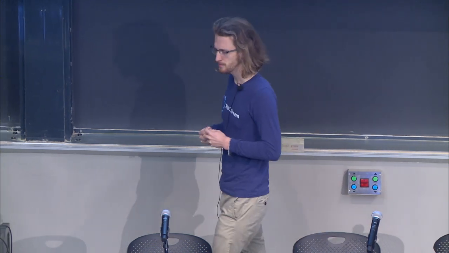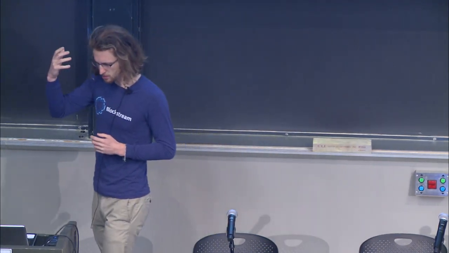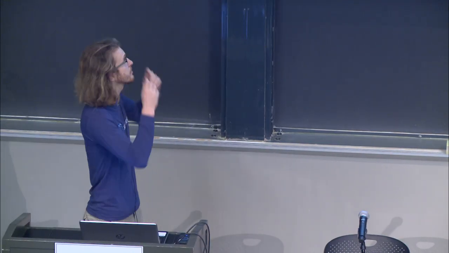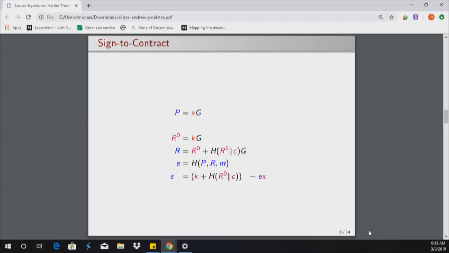So there's this construction called sign-to-contract, where you take a signature, you have this value R called a public nonce, I guess. It's actually just k times G, where G is some elliptic curve generator. You can turn R into a commitment. You can kind of hide data in the blockchain using this. You can timestamp data in a blockchain.